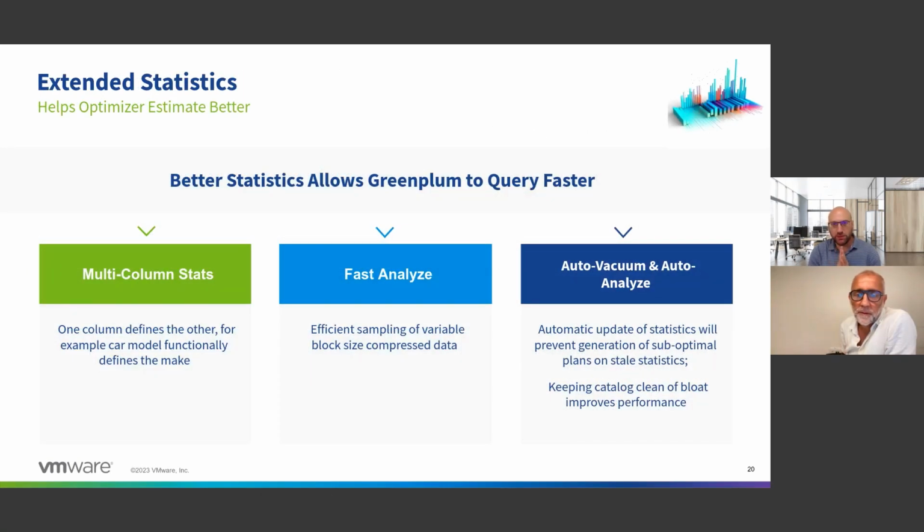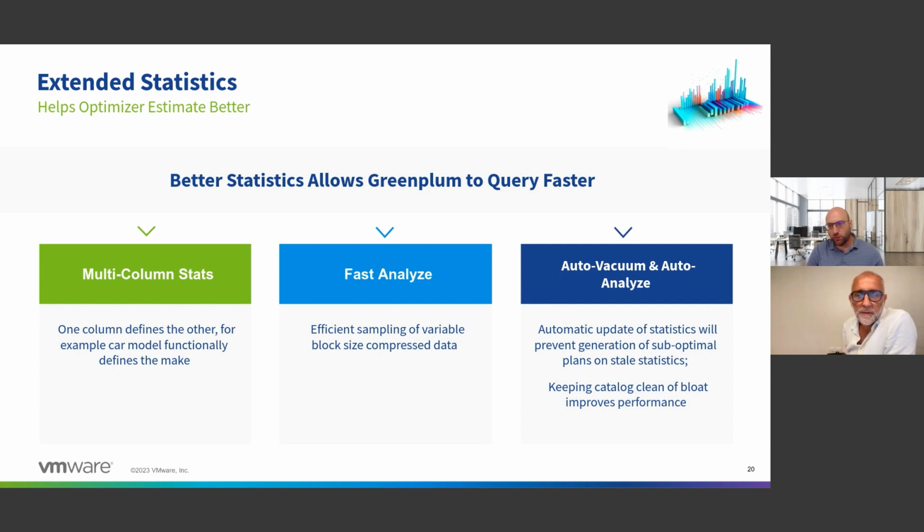When it comes to statistics, which are something that need to be managed, not only can we now do single statistics at the column level, but we can do statistics at the multi-column level. So if you have car make and model that are correlated, we can track correlated statistics. We have improved the analyze algorithm on compressed data, so that it can be faster to do the sampling.